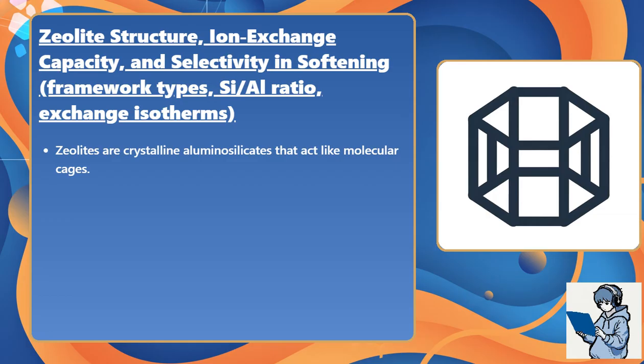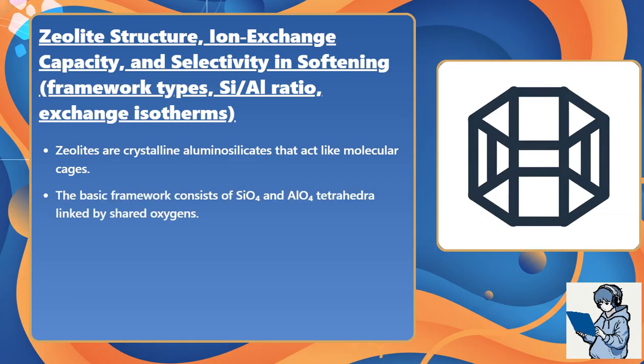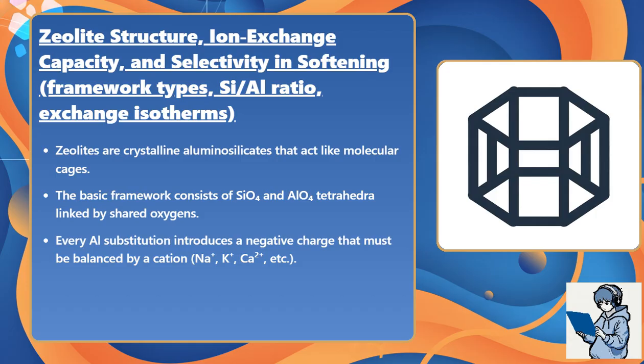Zeolites are crystalline aluminosilicates that act like molecular cages. The basic framework consists of silicon-4 and aluminum-4 tetrahedra linked by shared oxygens. Every aluminum substitution introduces a negative charge that must be balanced by a cation such as sodium, potassium, calcium, and so on. The silicon over aluminum ratio controls two key properties.